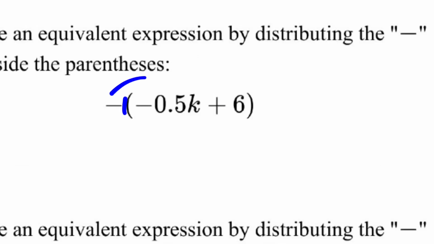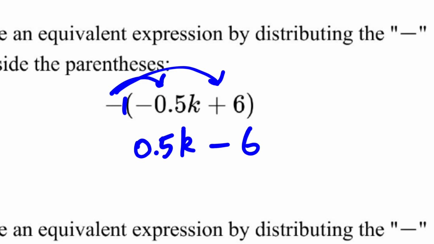If we do the same thing in this next problem, distributing the negative, everything flips. This becomes positive 0.5k minus 6. So when you see a negative outside of the parentheses, treat it like a negative 1.